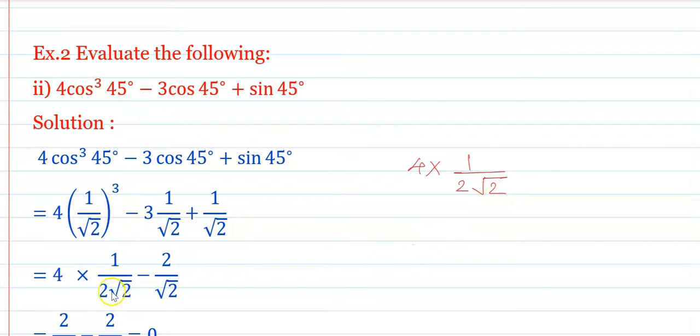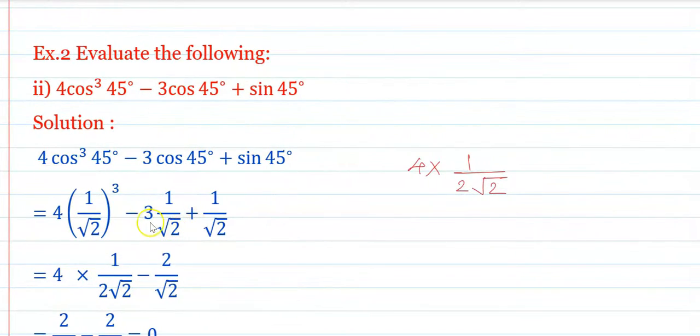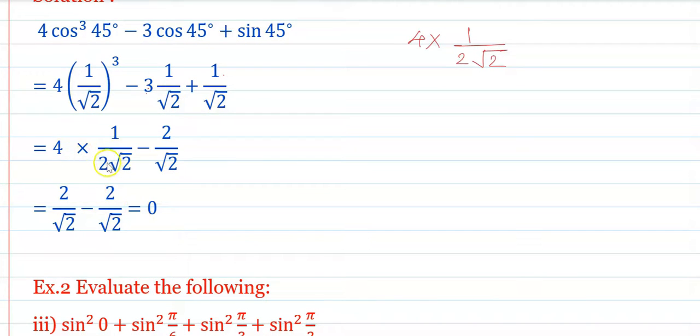Okay. This is 4 into 1 upon 2 root 2. Next, minus 3 into 1 by root 2, plus 1 by root 2. In minus 3 there is plus 1, and therefore minus 2 upon root 2. Adding plus 1 to minus 3 gives minus 2 upon root 2. Next, normal simplification here: 2 1s are 2, 2 2s are 4. Therefore you will get 2 upon root 2, and this is also 2 upon root 2, and therefore 2 upon root 2 minus 2 upon root 2 equals 0.